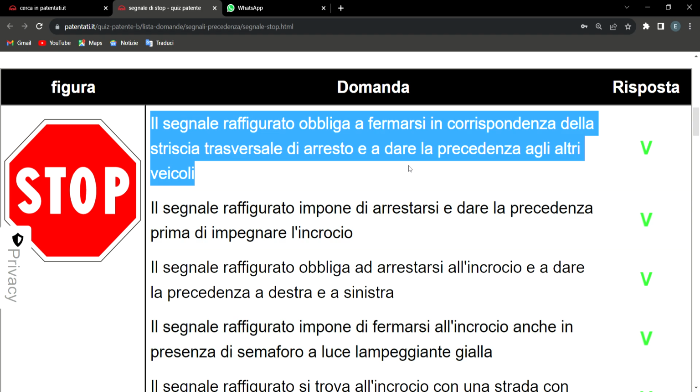It says, e poi dare la precedenza agli altri veicoli. So this simply means that by the time you stop, you have to give way to other vehicles. Veicoli simply means vehicles in English. So you have to stop in a junction that has this symbol, and give way to other vehicles that are transiting. This is the reason why this one is vero.